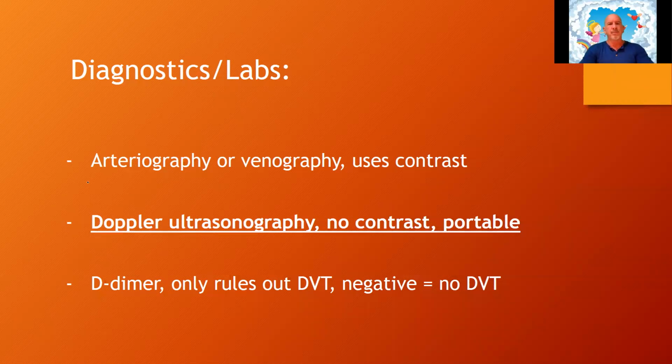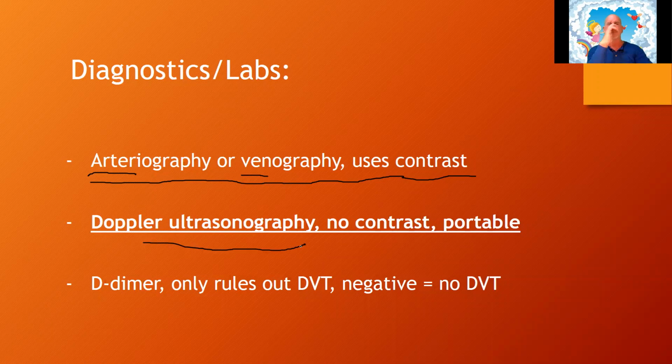Arteriogram or venogram, that's where they actually take them into a radiology lab and they shoot a dye into the artery or the vein. And that dye shows where the blockage is. Ultrasounds are better because those are portable. They just wheel the machine up to the room. And there is a radiology technician who does an ultrasound on the leg and it will show where there are any clots.